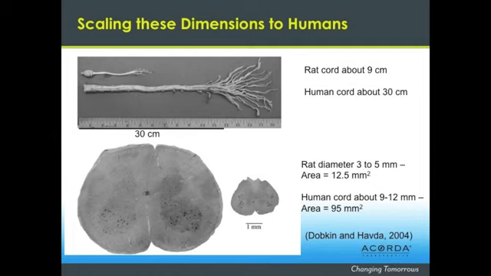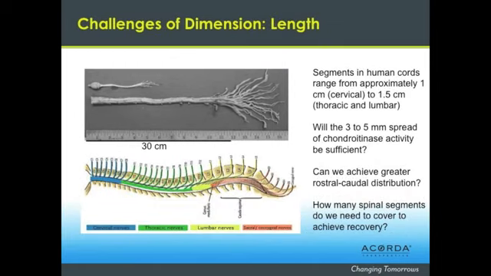And if you start translating this into area, and math that I forgot from 4th grade, that translates to about 12.5 square millimeters compared to nearly 100 square millimeters in the human condition. So looking at this in a length fashion, one of the things that we believe we're doing with chondroitinase treatment is allowing certain plasticity and sprouting within segments rostral and caudal to the injury to compensate for lost functions. And one question is, how many segments do we need to treat to get functional improvement?